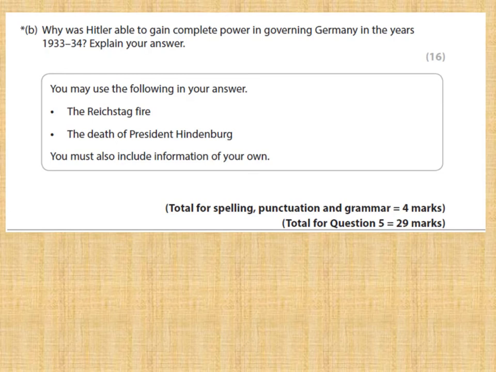So if I was doing this question, I'd have a paragraph on the Reichstag fire, a paragraph on the enabling law, possibly a paragraph about banning political parties, a paragraph definitely on Night of the Long Knives, and then a paragraph about the death of President Hindenburg and how Hitler used that to become the Führer, and then he got the army to take an oath of allegiance towards him. So that's how you do the Germany exam.